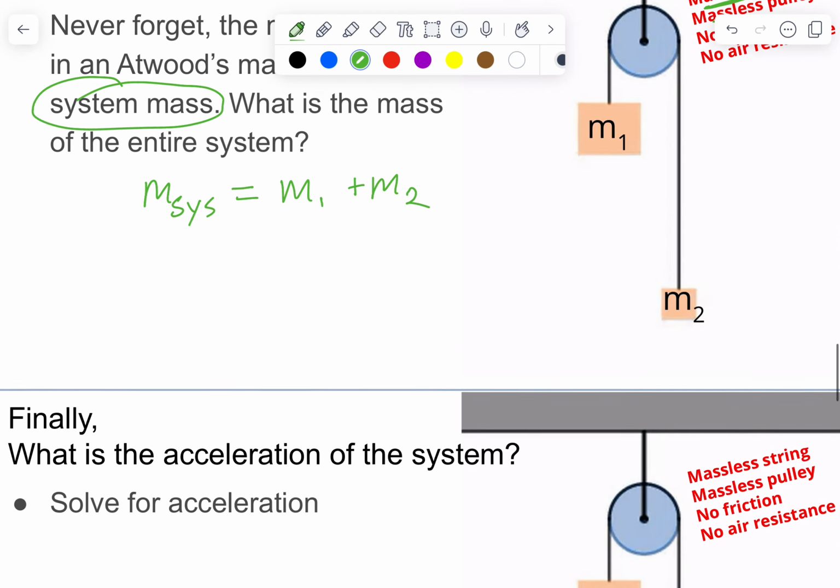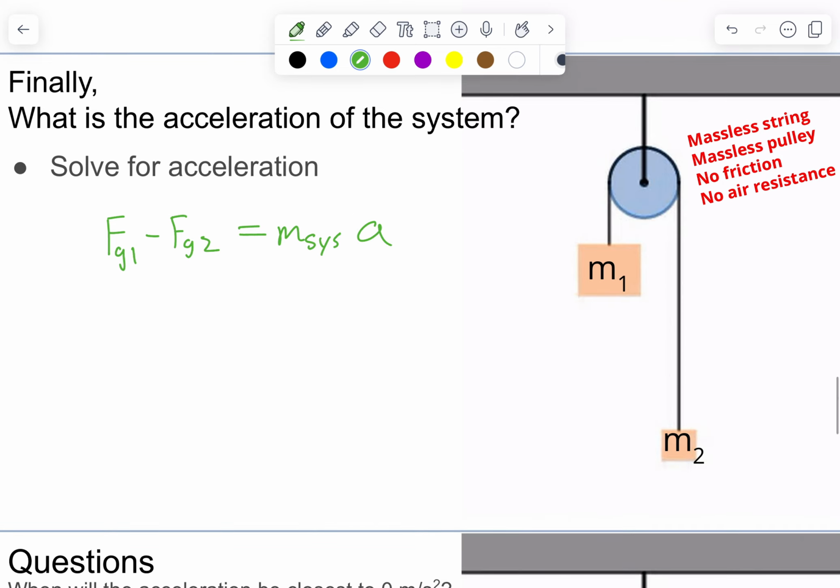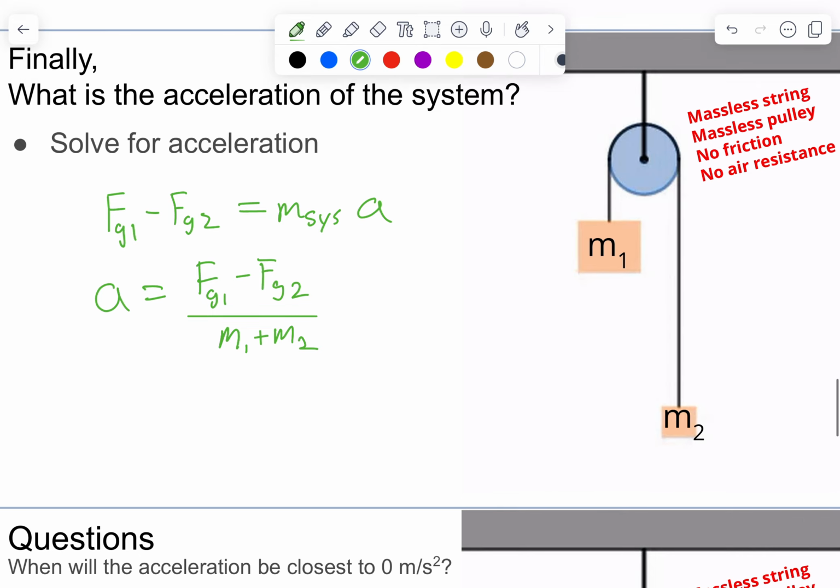Now we can solve for acceleration. So let me bring all of those things down. We had the sum of all forces was Fg1 minus Fg2, and we had that equal to the mass of the system times acceleration. So if I want to solve for acceleration, acceleration is going to be equal to Fg1 minus Fg2 divided by the mass of the system, which was m1 plus m2. Cool. So that is how we are going to analyze an Atwood's machine.